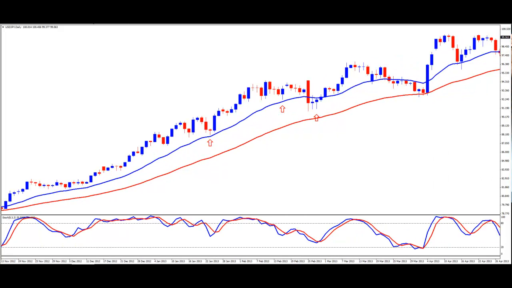Price pulls back to the averages once more, and we can see price coming down to the 20 moving average at this point here. But there's no real buy signal there. We've got a couple of dojis at the top here, a bearish candle and a bullish candle. There's no real strong price action signal there. There's not really a trade.